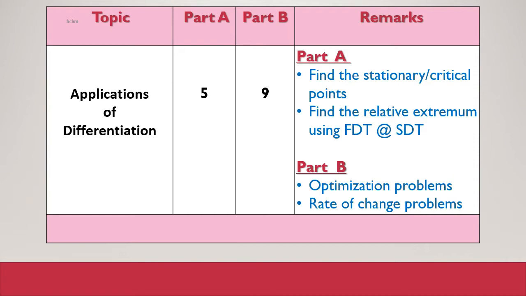First, find the stationary or critical points. Second, find the relative extremum using first derivative test or second derivative test. Third, solve the optimizations problem. Fourth, solve the rate of change problem.